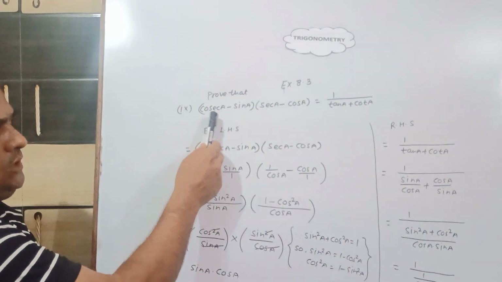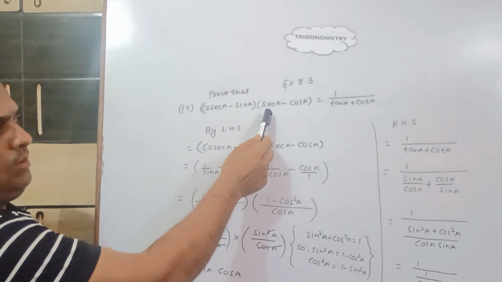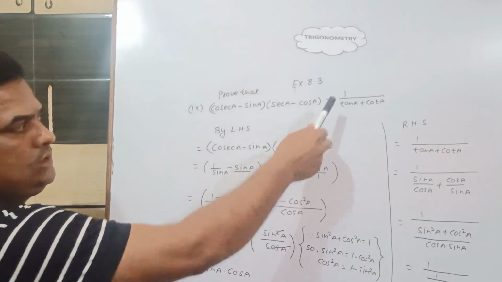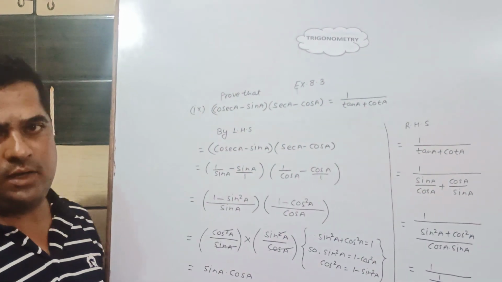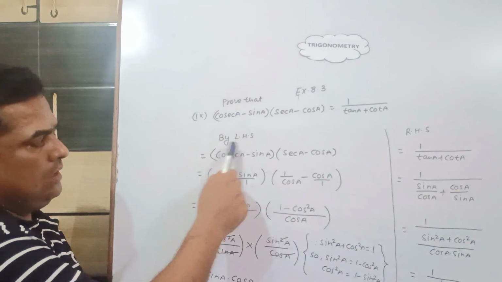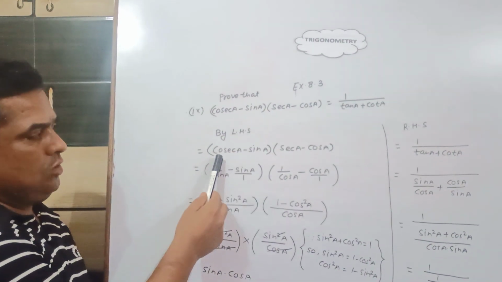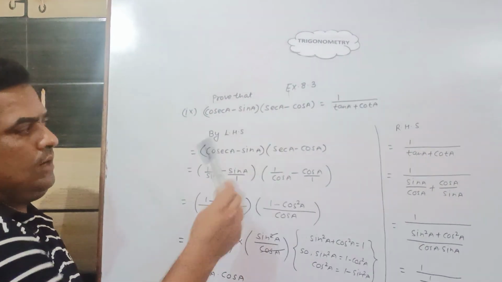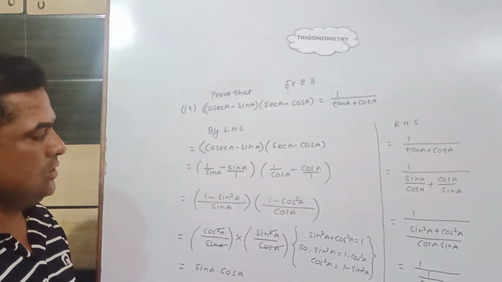Prove that (cosec a minus sin a) in the second bracket (sec a minus cos a) is equal to 1 upon (tan a plus cot a). Students, we are solving here the left hand side. Your left hand side is (cosec a minus sin a) in the second bracket (sec a minus cos a).